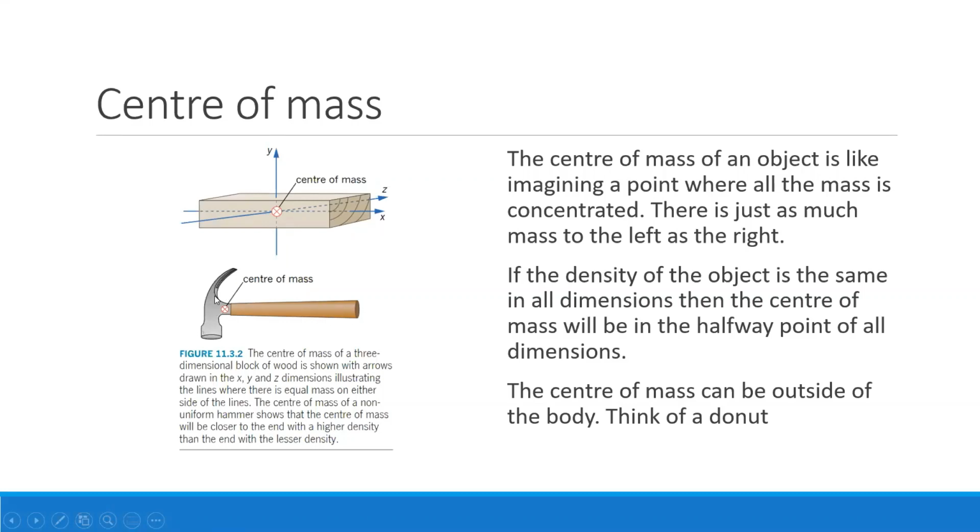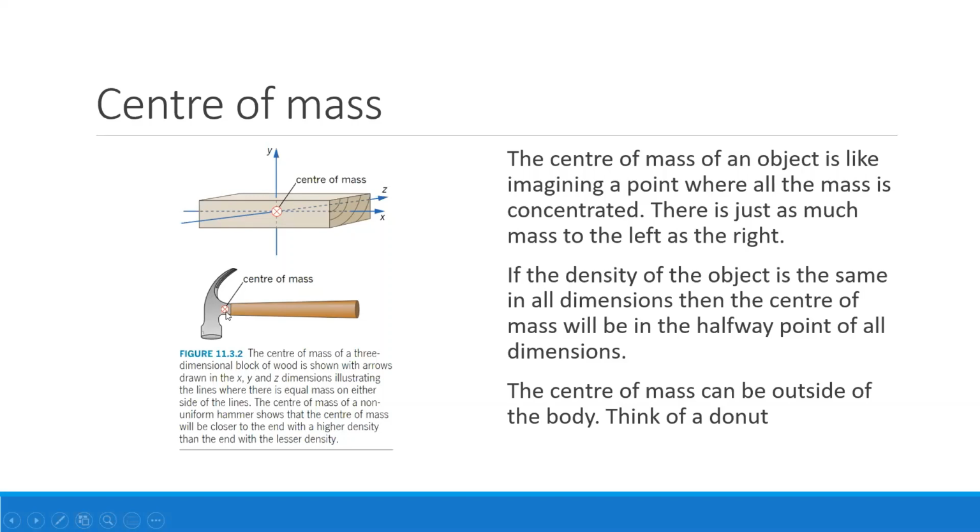So along the hammer, it's not constant density. Because the density changes, the center of mass is not going to be in the middle of the hammer. It's actually going to be closer to one end, because there's a lot more mass here.